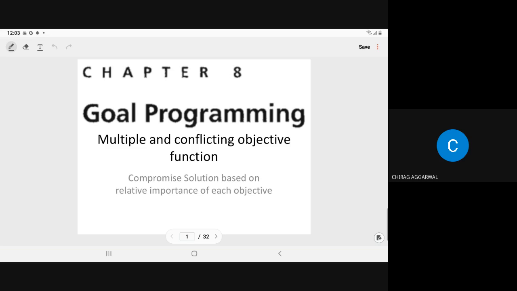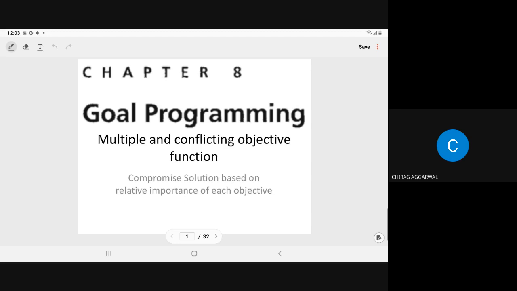So, good morning, students. In the last class, we finished the applications of the linear programming problem. Now, next is goal programming. This is also somewhat of a linear program only. But in the earlier problems you have seen, we had only one objective function. In goal programming, we have multiple objective functions.